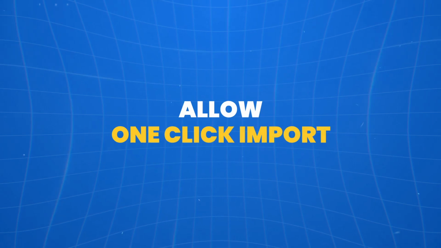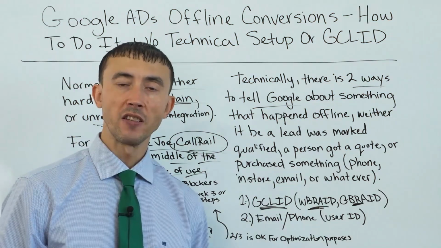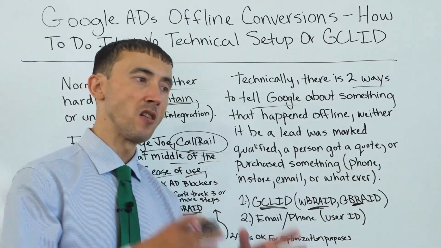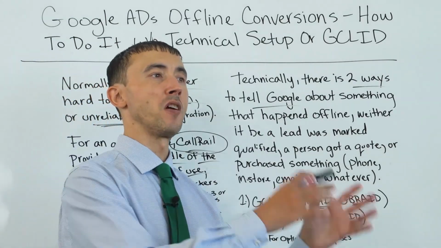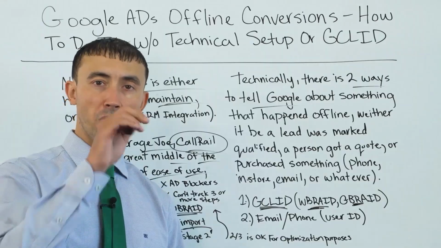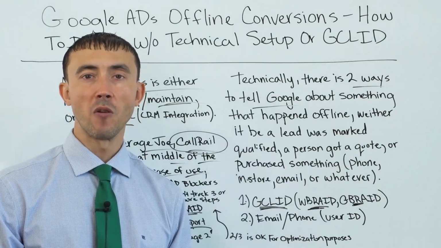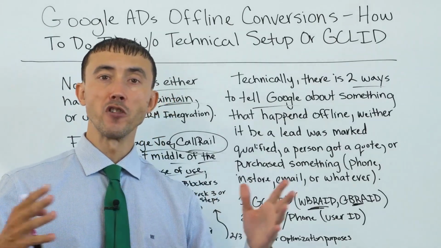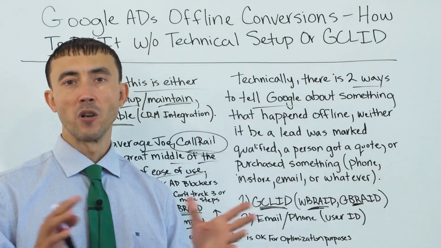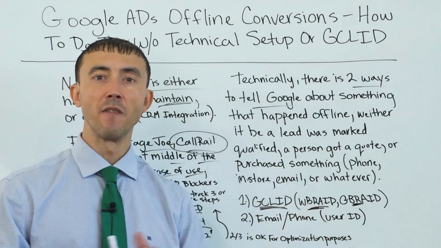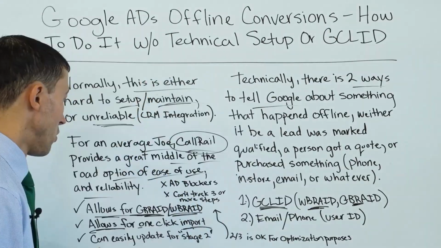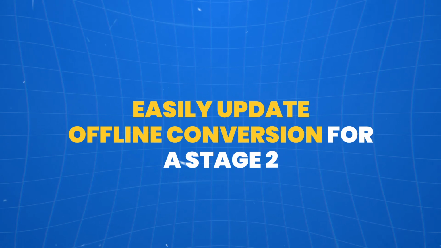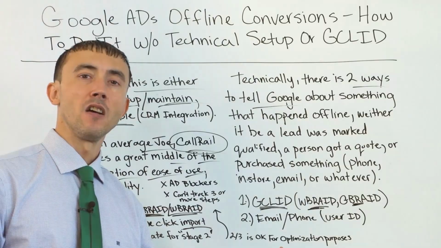It also allows for one-click import. I basically already said this, but as opposed to taking the Google Click ID, putting it into a spreadsheet, then taking the spreadsheet and uploading it to Google, you can just simply thumbs up, bang, it's sent right away to CallRail. Same thing with the value box, to upload the conversion value itself. A lot simpler, a lot easier to do for the average Joe, like I mentioned before. You can easily update an offline conversion for a stage 2 also in just as easy a fashion.